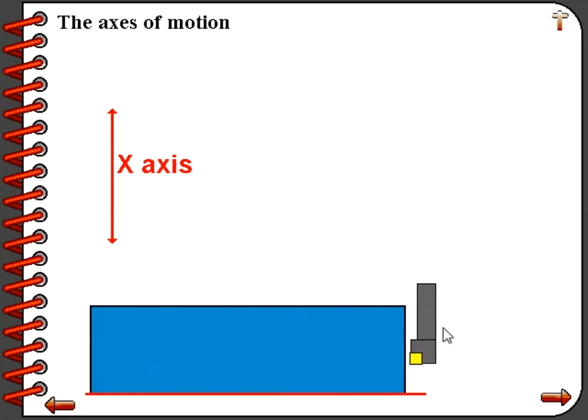The x-axis of motion moves perpendicular to the center line of the spindle. That would be an up and down motion of the tool. Between the z-axis and the x-axis, there is a perfect 90-degree angle between these two.